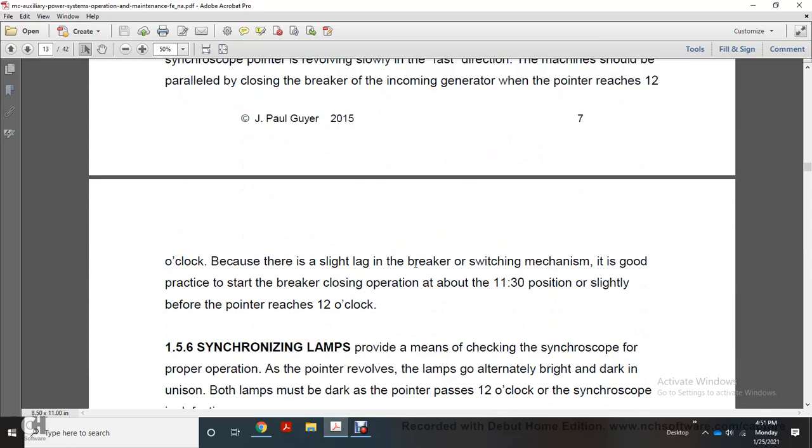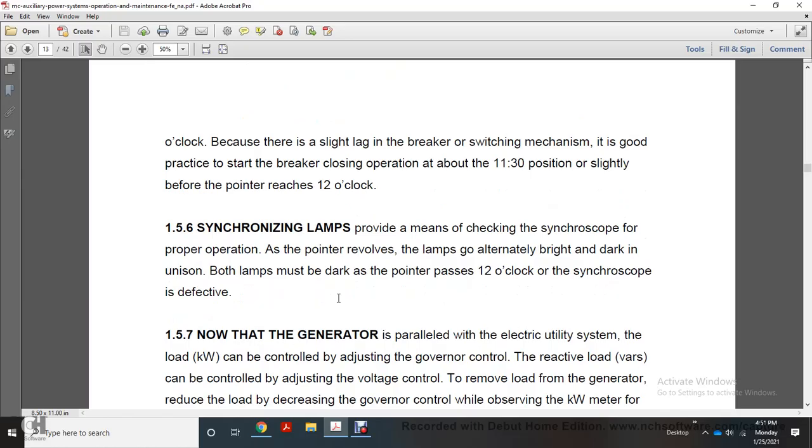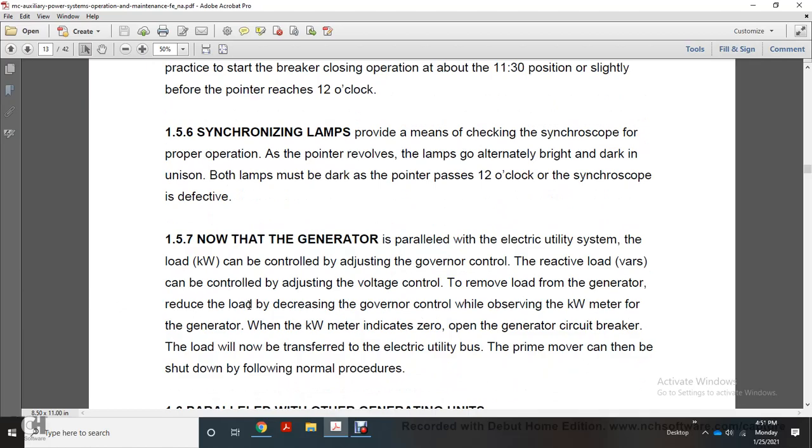Because there is a slight lag in the breaker switching mechanism, it is good practice to start the breaker closing operation at about the 1:30 position, slightly before the pointer reaches 12 o'clock. 156. Synchronizing lamps provide a means of checking the synchronoscope for proper operation as the pointer revolves. The lamps go alternately bright and dark in unison. Both lamps must be dark as the pointer passes 12 o'clock if the synchronoscope is effective.